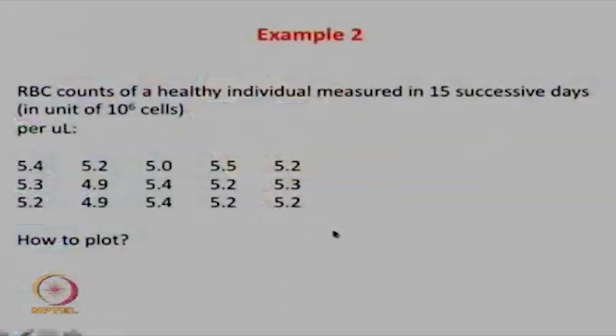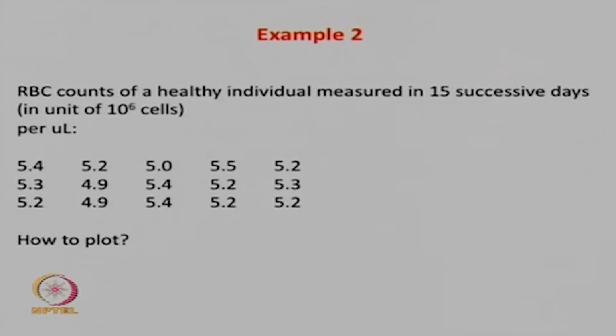Okay. So, let us take another example. This is the data for RBC counts of a healthy individual measured on 15 successive days. It has units of 10 to the power 6 cells per microliter, where uL is short for microliter. So, what you can see is you can have these following values. The question is how should we represent this data.